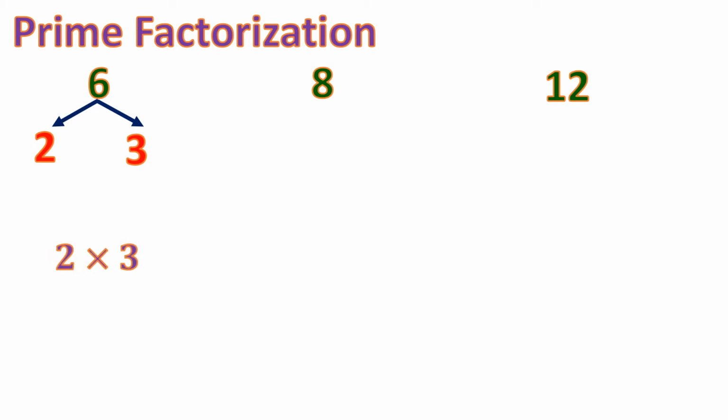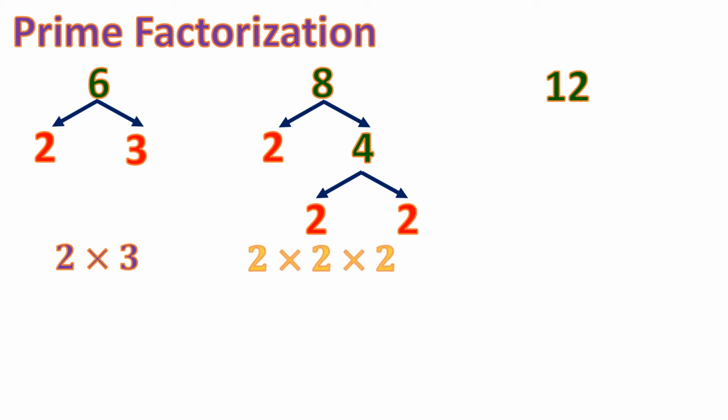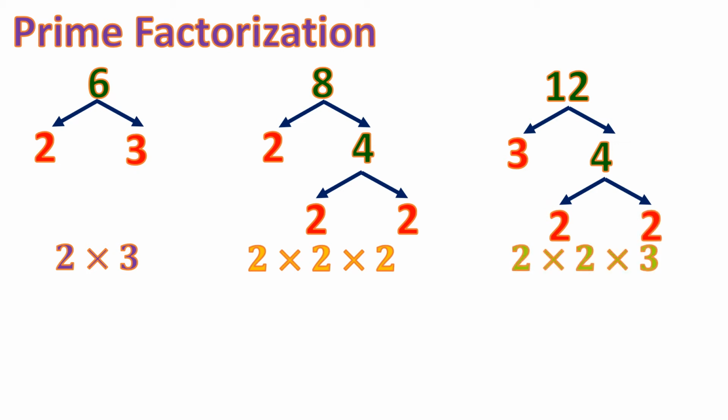Now for 8, we can separate it into 2 times 4. Now 2 is already prime, but 4 is composite, so we can separate it into two numbers. It can be 2 times 2. So the factored form of 8 will be 2 times 2 times 2. For 12, we can separate it into 3 times 4. Again, 3 is already prime and 4 is composite, so let's separate it into 2 times 2. And so the factored form of 12 is 2 times 2 times 3.